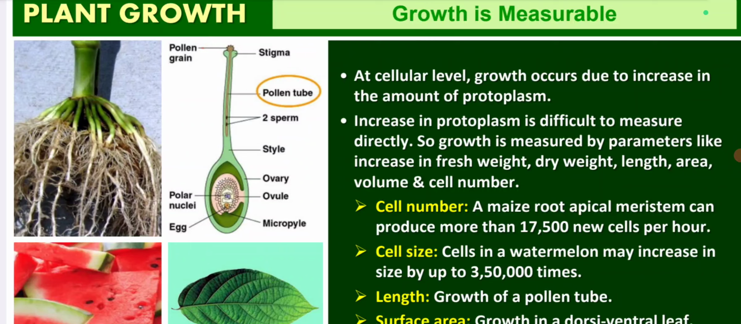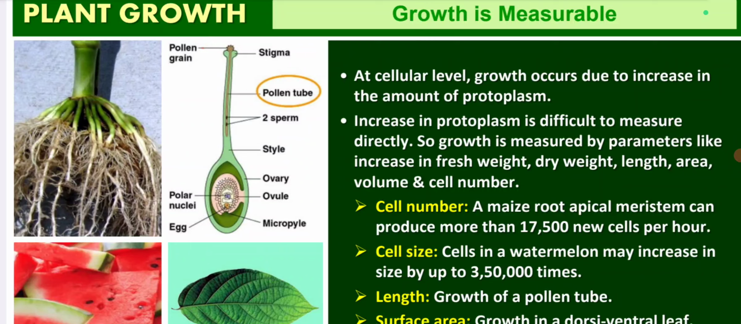What do you mean by fresh weight? Fresh weight, also called wet weight, means the weight of a plant or plant part measured immediately after harvesting or removal from its natural environment. That is called fresh weight. Dry weight refers to the weight of plant tissue or organ after it has been completely dried to remove all moisture. That is called dry weight.